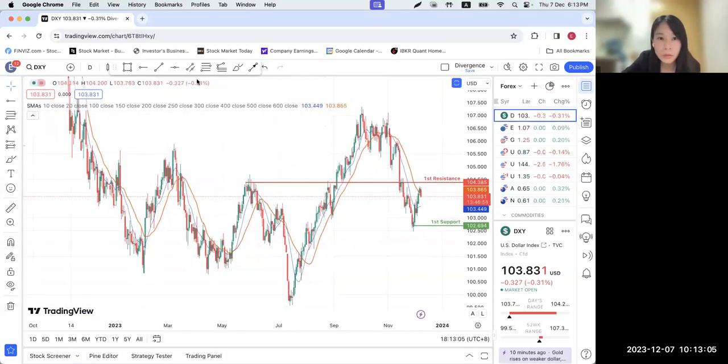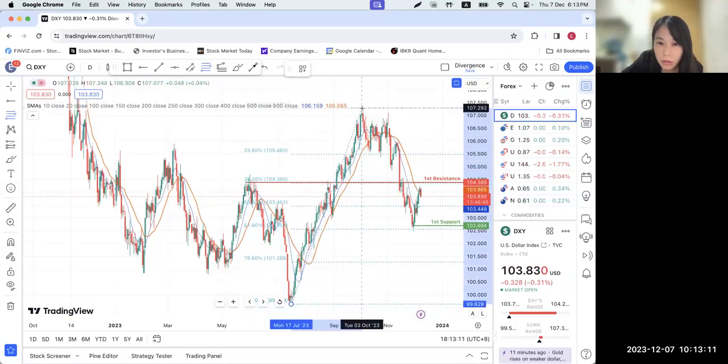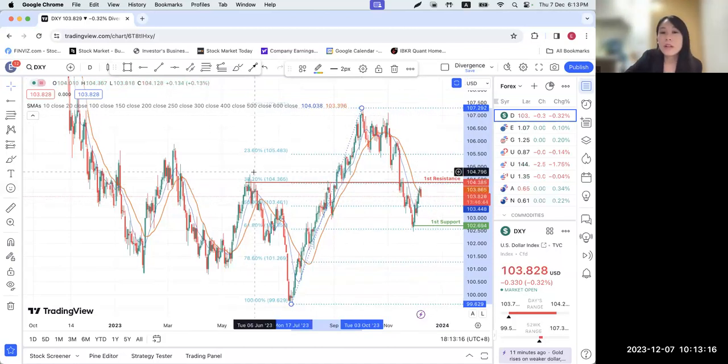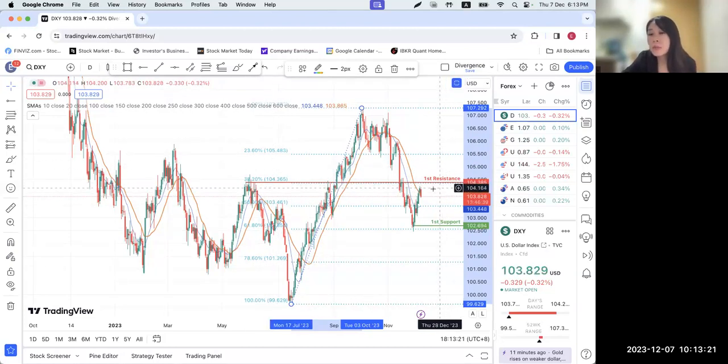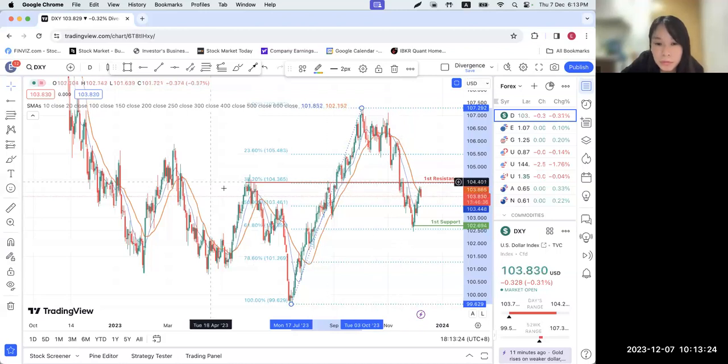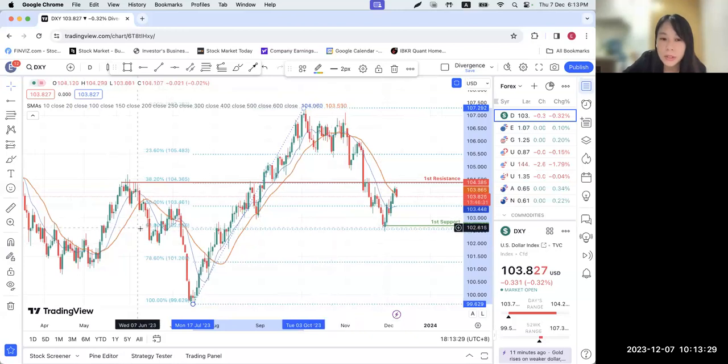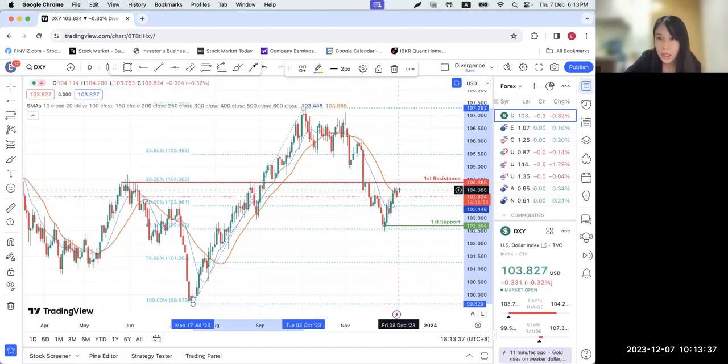Okay, let's see if there's any Fibonacci. Okay, so the first resistance level is right on the 38.2 retracement area. So this acts as a pretty strong first resistance level. And the first support level coincides with the 61.8 retracement area. Okay, so price will most likely rise up to the first resistance before coming back down to the first support level.